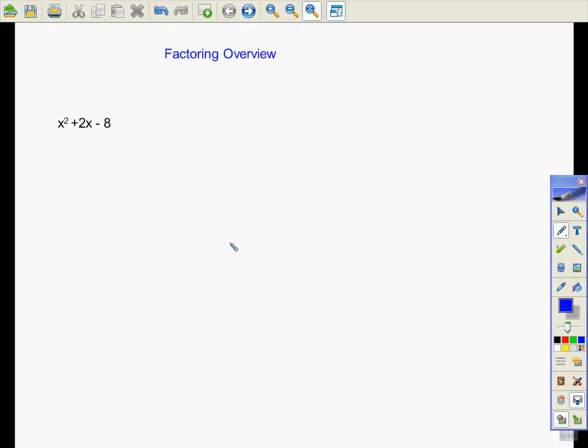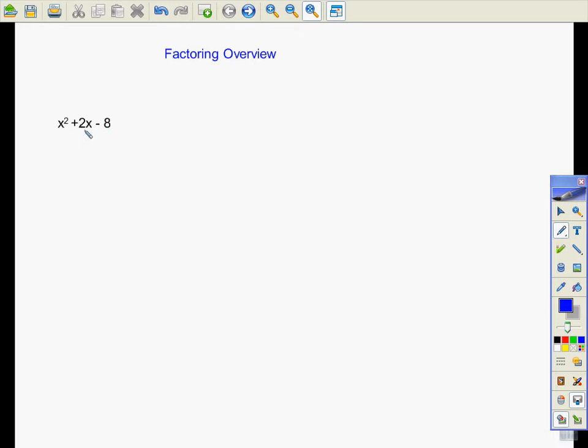Hey, good morning. I want to go over some factoring overviews here. I want to look at first when the coefficient is just 1, and just a reminder on how we do that. Again, the key parts of this, we want to make sure that this is the standard form. There's our A term, there's our B term, and there's our C term.